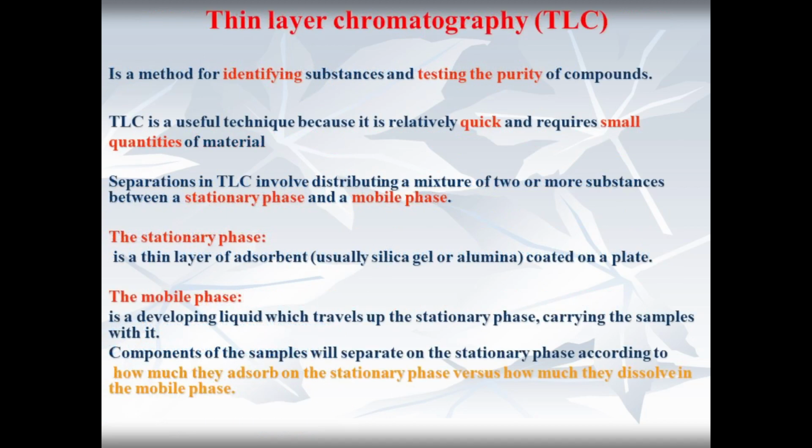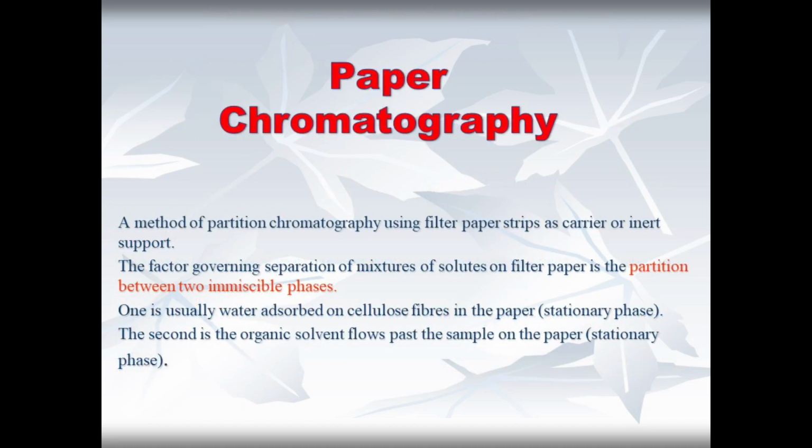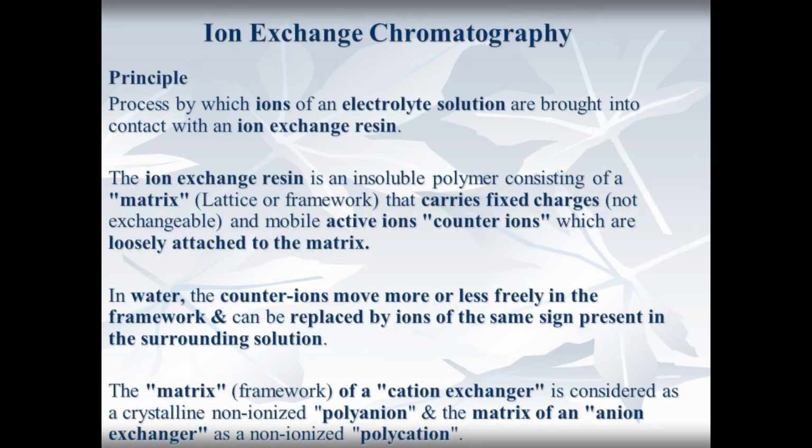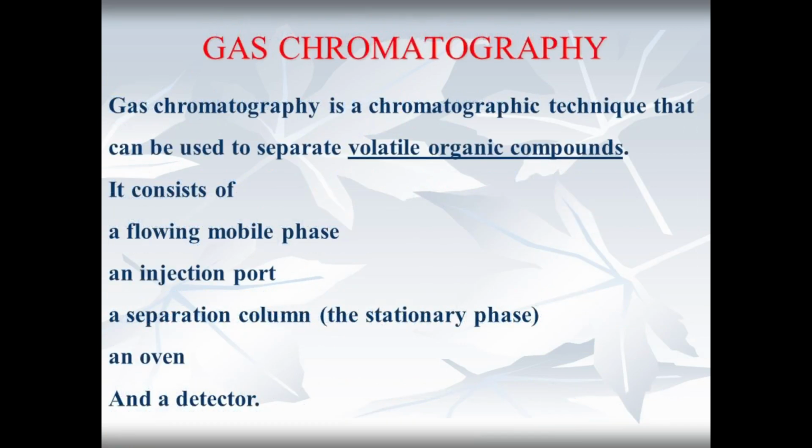Now, the first one is thin layer chromatography. Next is paper chromatography. Then column chromatography. Then ion exchange chromatography. Then gas chromatography. Gas chromatography is a chromatographic technique that can be used to separate volatile organic compounds.